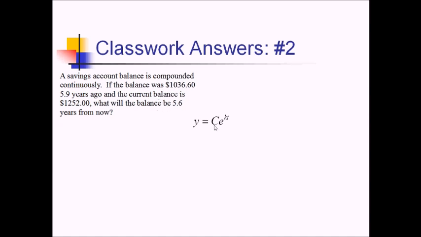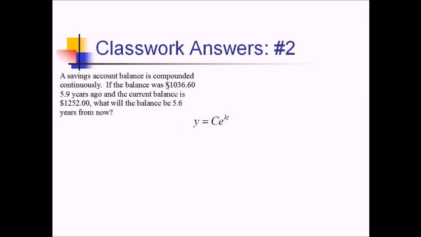So eventually we want to solve for the balance in the future. So we're looking for this y value. That means we need to know C, k, and t. We know C, it's this 1252. t we know is going to be 5.6, but they did not give us the k value. They didn't give us the growth rate. So we're going to have to find that.